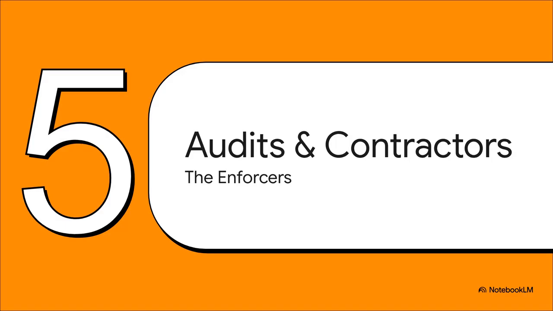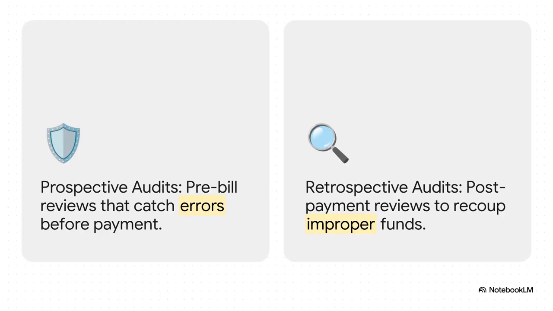Which brings us to Section 5, Medical Audits and Contractors. Let's see how well our shields hold up against the enforcers. You've got to understand this clear binary for the test. Prospective audits happen before the claim is billed. They act as a preventative measure to catch errors early. Retrospective audits, on the other hand, happen post-payment. These are the ones looking to recoup improper funds, usually using random or targeted sampling to find patterns where you slipped up.